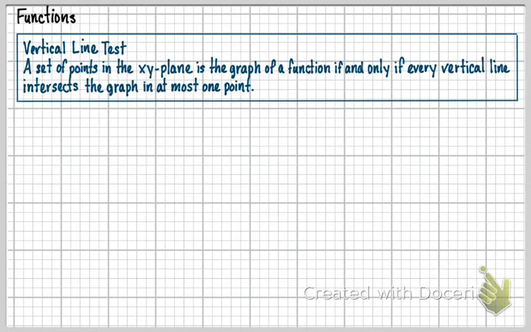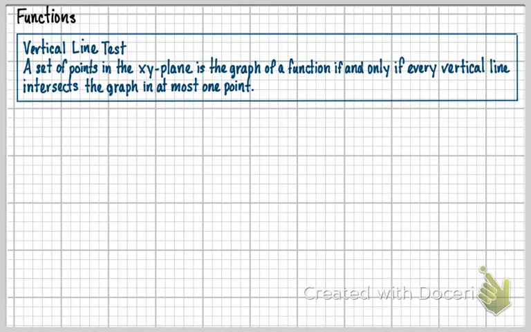The vertical line test says a set of points in the xy plane is the graph of a function if and only if every vertical line intersects the graph in at most one point. So no matter how many vertical lines I draw or where I draw them, I have to hit my graph in at most one point. And if that occurs, then I can say that it's a graph of a function. Okay, so that's what we're going to use here, this vertical line test.